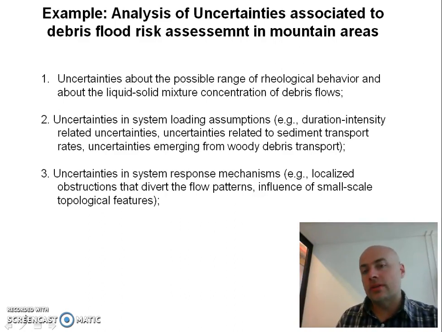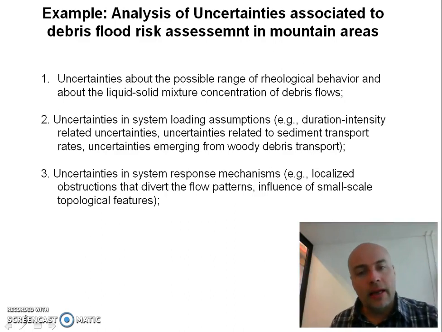Uncertainties emerging from wood transport, for example. It has been recognized also by flood risk managers that wood transport is a relevant problem at bridges in particular, but also at other rather constrained flow sections. So also the uncertainties related to the assessment of wood transport are always quite large and need to be addressed by the definition of dedicated scenarios.